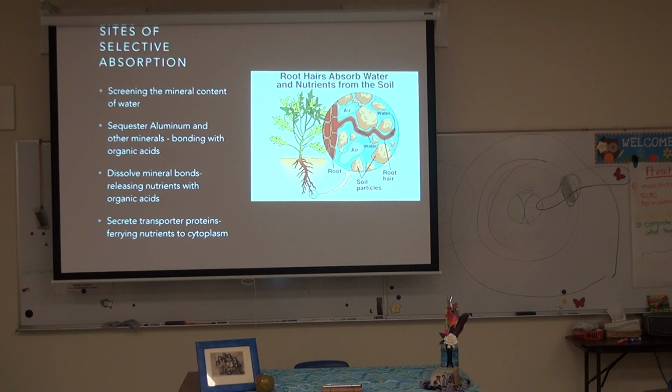Secrete transporter proteins. These are great. These are proteins that are oozed out of the areas of absorption of the root into the soil solution. These transporters have a specific charge. It will send it out into the soil solution to grab onto nutrients that the plant knows it wants, creating a different charge, and then it will send out an opposite charge, hoping to grab a hold of that nutrient.